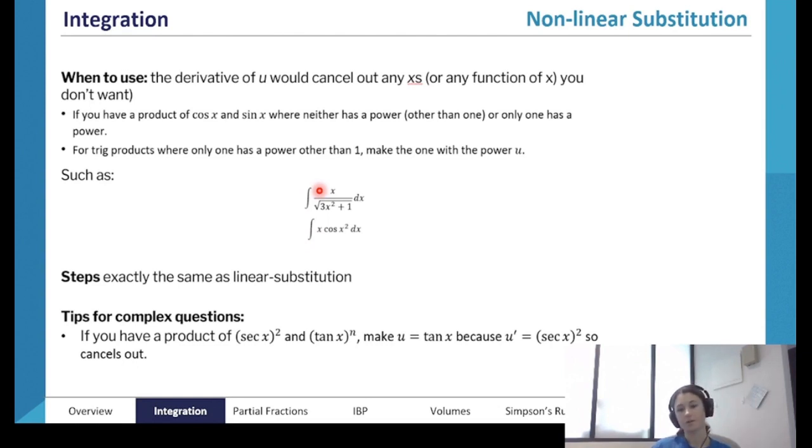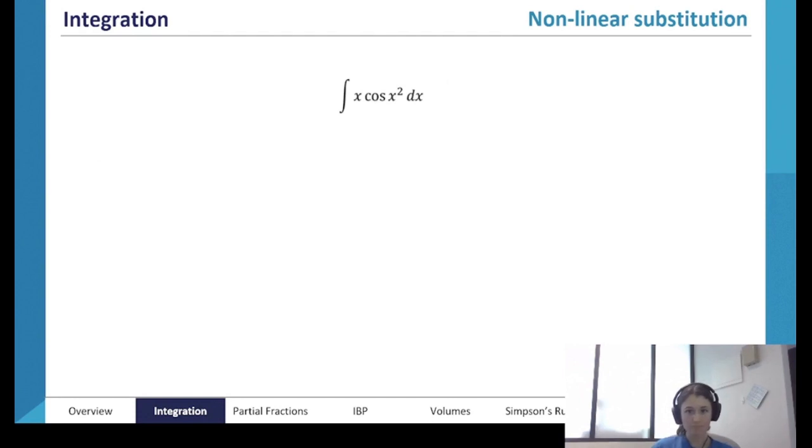So let's get into an example, and we'll go back over these instructions and the principles as we go through the example. After that, we'll go over the tips for complex questions for the more high achieving people, or the people who are just more interested in maths. Remember, we want to pick the function that we substitute for u. We want the derivative of that to cancel out the other function.